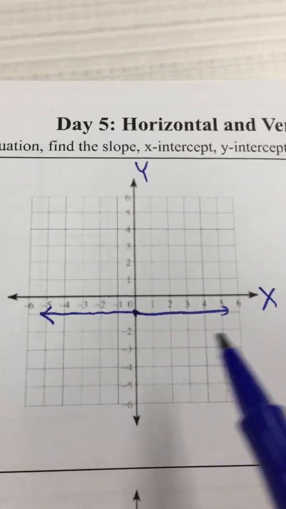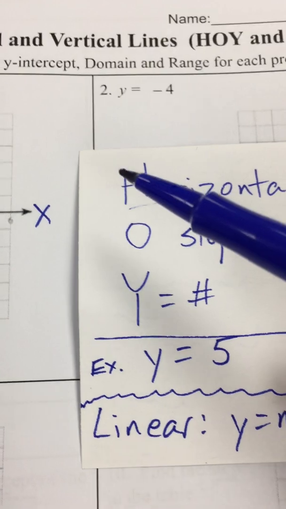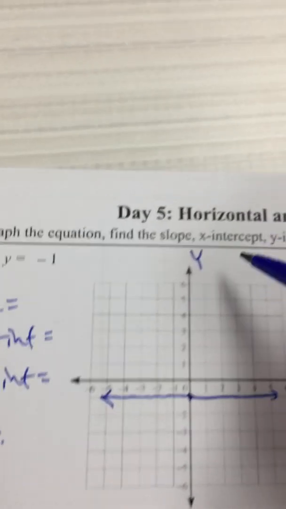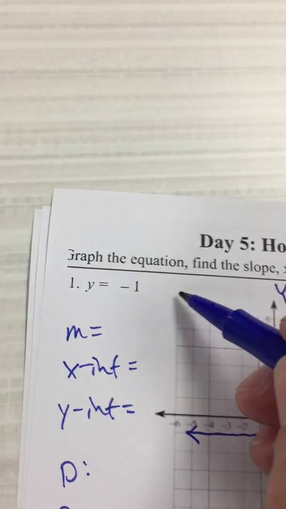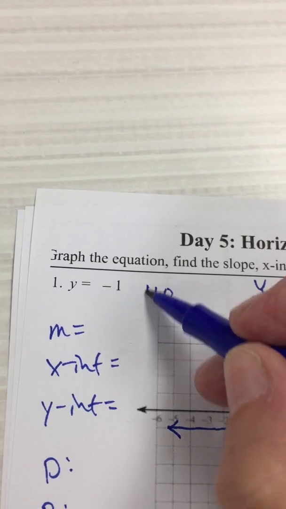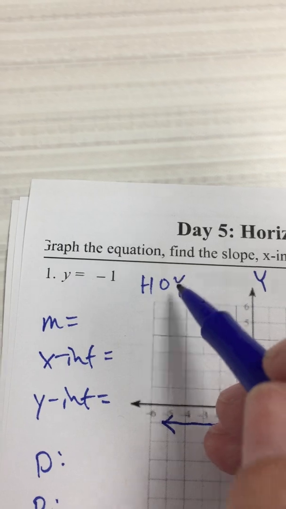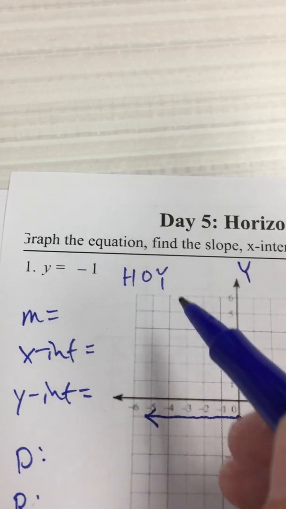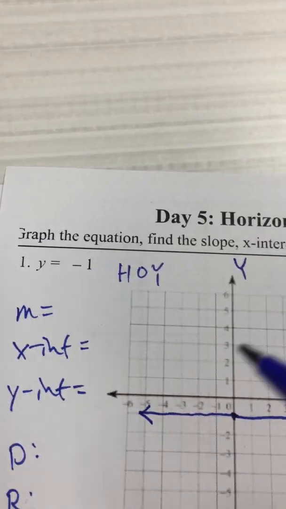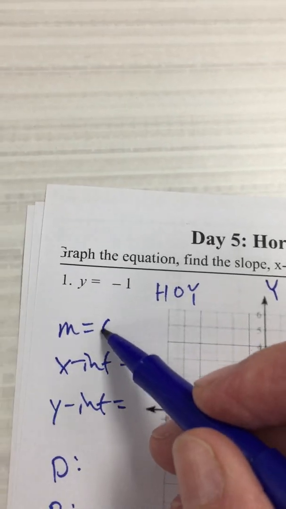The slope. Any flat line is 0. If you forget that, you can remember Hoy and go, oh yeah, there's a 0 in here. You might even want to write this on your paper. As soon as you see the y equals, this is a Hoy. H-O-Y. So as soon as I see y equals, I'm going to write Hoy because there's the y. The slope is 0, and the equation is y equals a number. So my slope is 0.